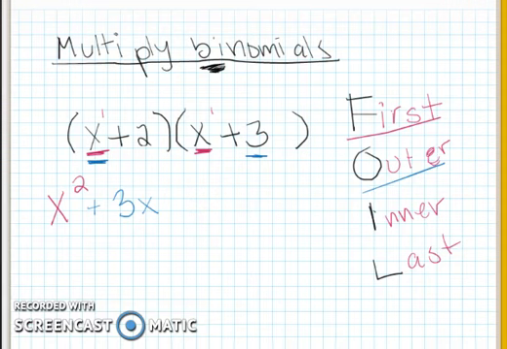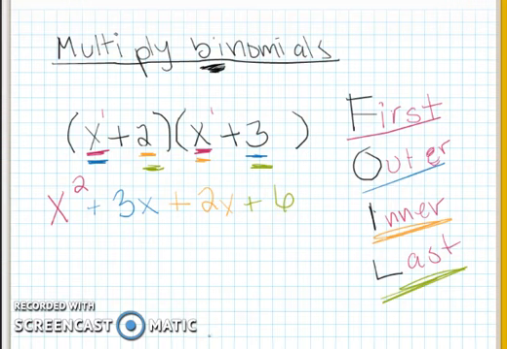Next, we go to inner. Inner is on the inside. That's going to be 2 and x. You multiply those together, you're going to get 2 times x, which is 2x. And then the very last one that we do is last. The last terms are 2 and 3. And when you multiply those, you get 6.